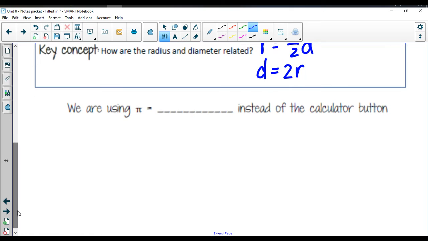We're going to be using pi in this lesson, and your scientific calculator that you have at home is going to have a pi button on it, but we're not going to use it. So we're going to instead use 3.14, and that'll allow our answers to be a little bit shorter. We won't have as many issues with rounding, and we'll all kind of be on the same page. So we'll use 3.14 for pi.